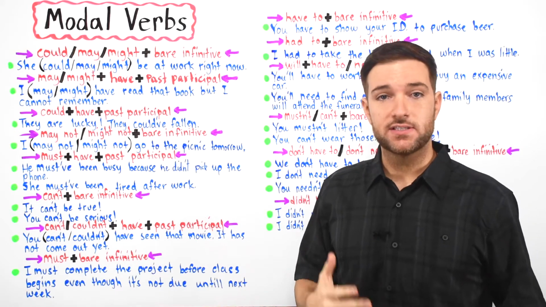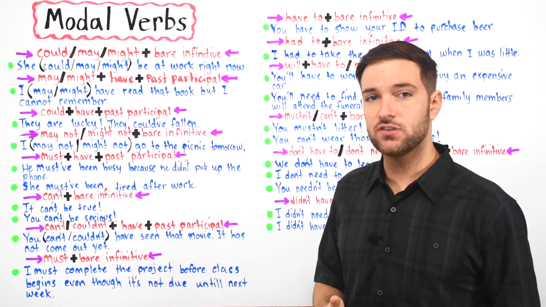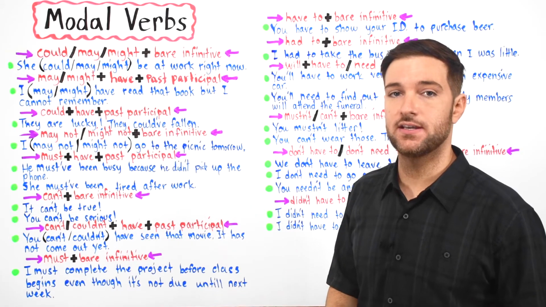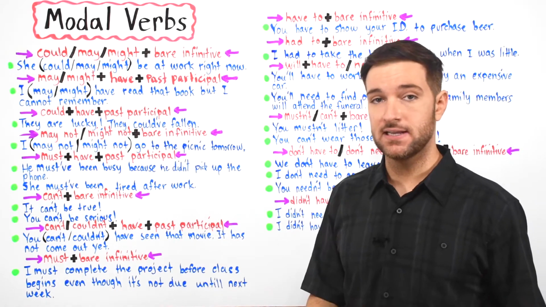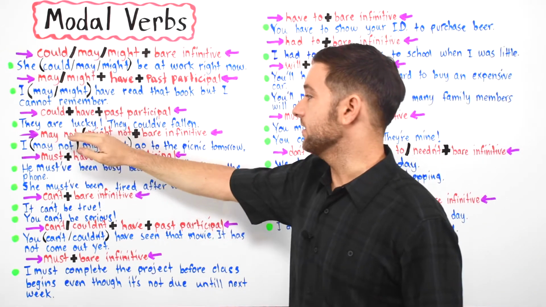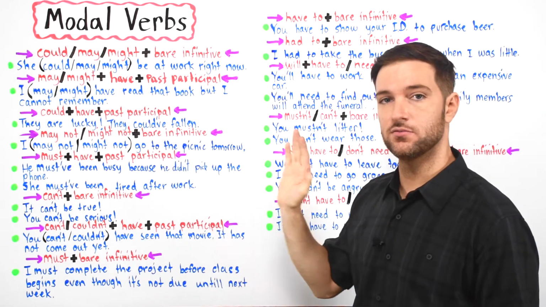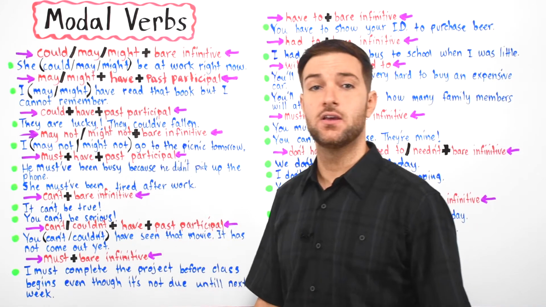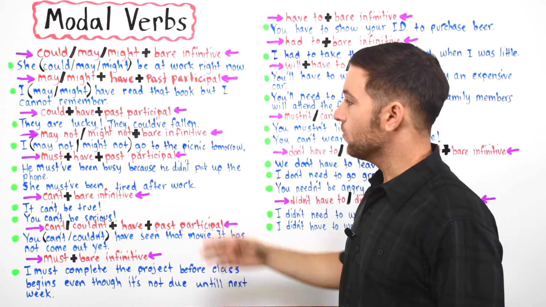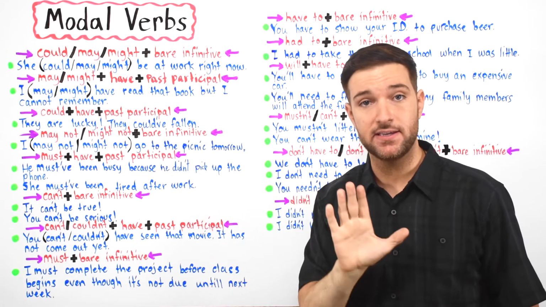Whenever we want to talk about something that happened in the past but didn't eventually happen, we use the form could plus have plus the past participle. So for example, they are lucky. They could have fallen. Okay, and you know what fallen means, right? You trip and you fall. Okay, they are lucky. They could have fallen. So we're talking about something that possibly could have happened in the past, but it didn't.